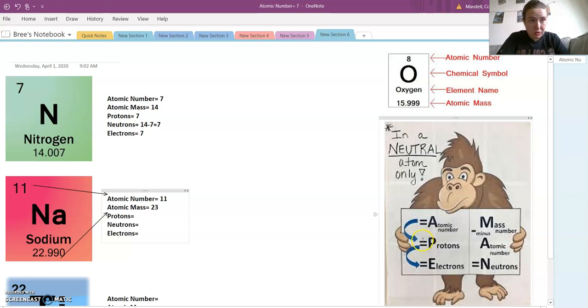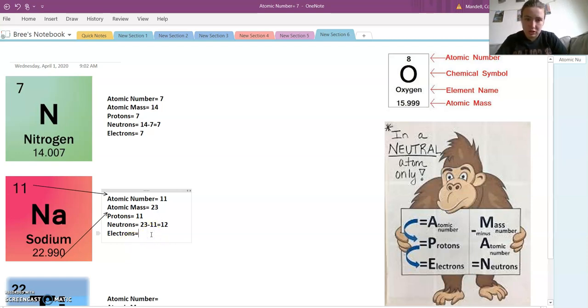Protons, I look over to the mnemonic device. I know protons I get from the atomic number. Atomic number equals protons. So my protons are the same as my atomic number. They are 11. My neutrons, I know that's the weird one. I have to do mass number minus atomic number. So let's do mass 23 minus atomic number 11, and that is going to give us 12.